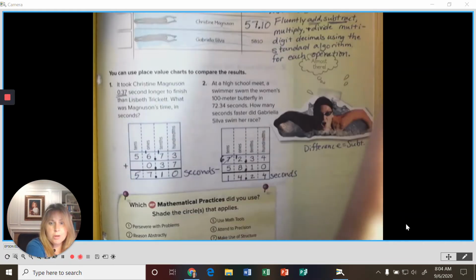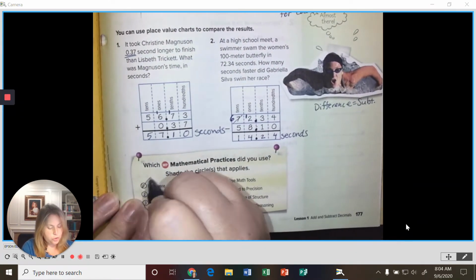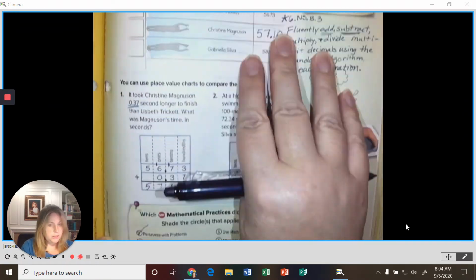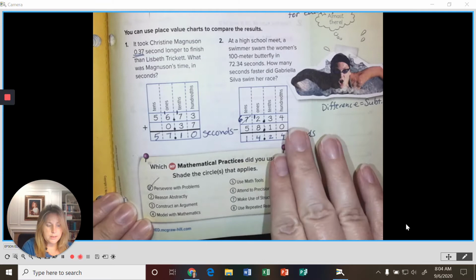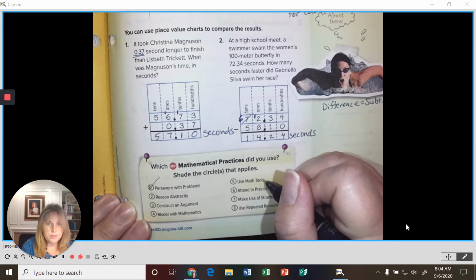Okay, and let's talk about our mathematical practices. We're persevering with problems for sure. We had to figure out what was the missing piece of data. We didn't really have to reason abstractly or construct an argument. We didn't really need to model. This was all set up for us. We did not use any math tools. We didn't use any calculators.